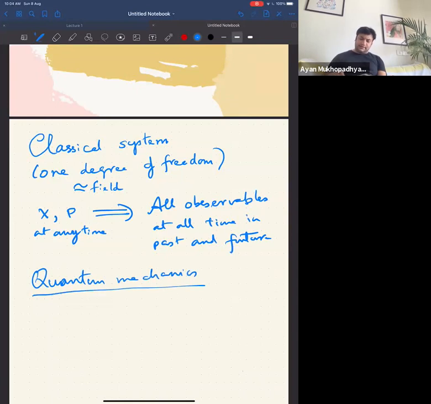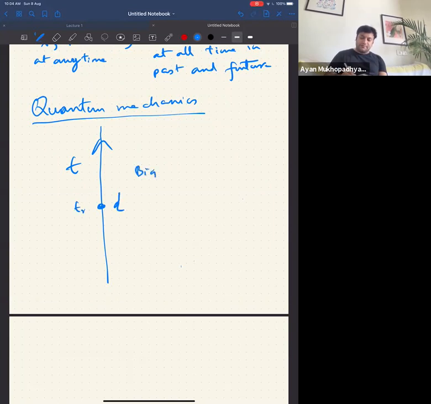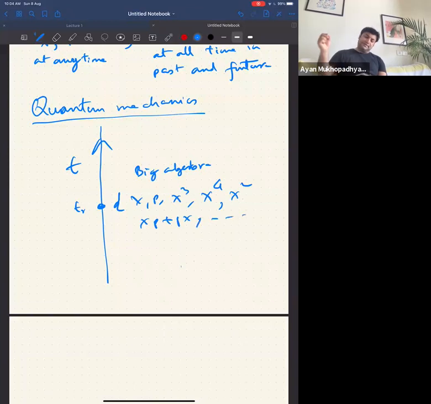Pictorially, we can put it like this. Suppose this is time, and this is some moment of time t0. There's a big algebra of observables: x, p, x cubed, x to the power 4, x squared, then xp plus px, whatnot, and so on and so forth. We could have this enormous algebra.